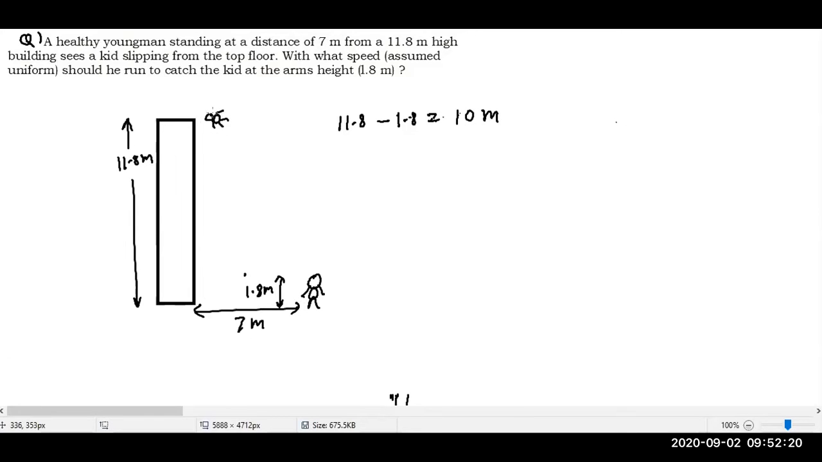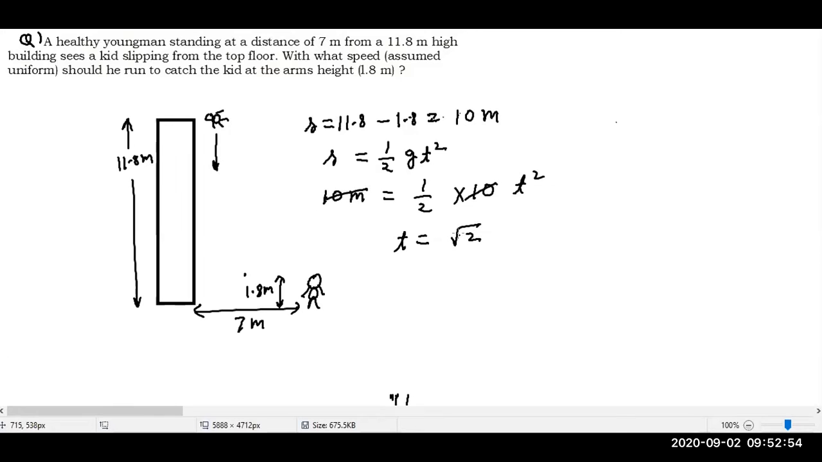So first we will find how much time the kid takes to fall. For that we will write S equal to half g t square, because there is no initial velocity. Sorry, this 11.8 is the total height. S is 10 meters. Half g we can take as 10, and t square. If we solve it, t is going to be root 2 seconds.